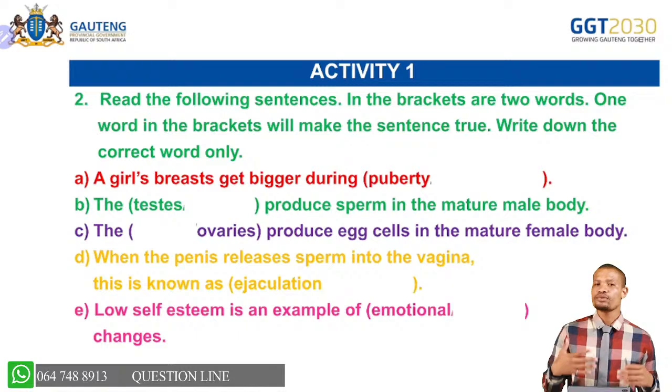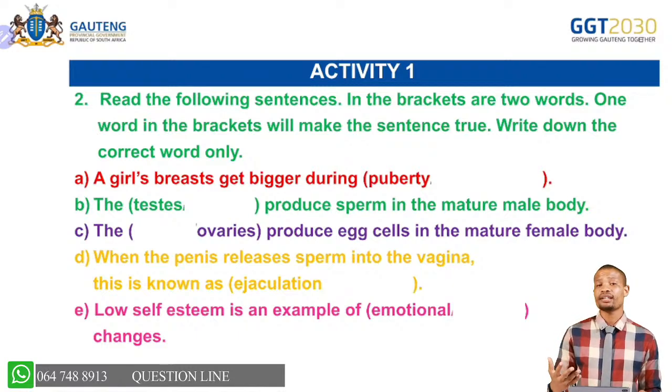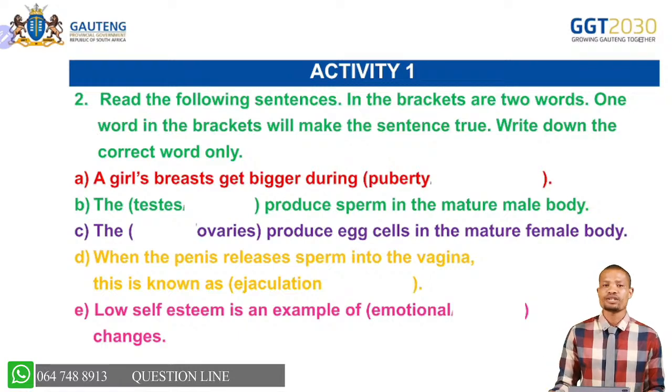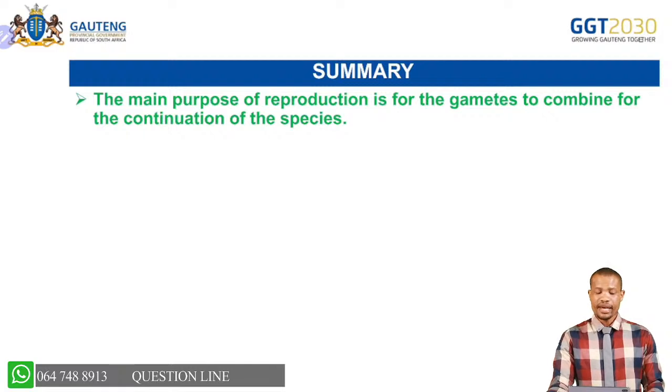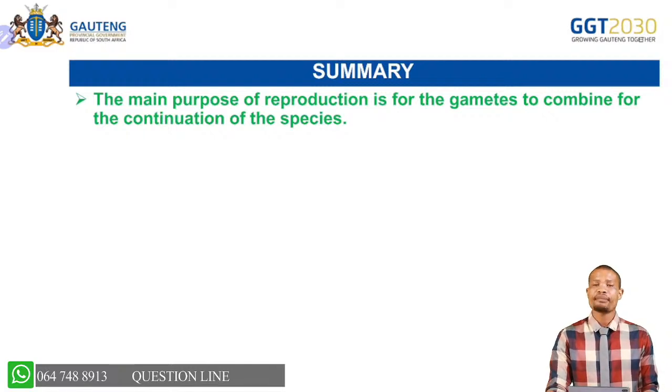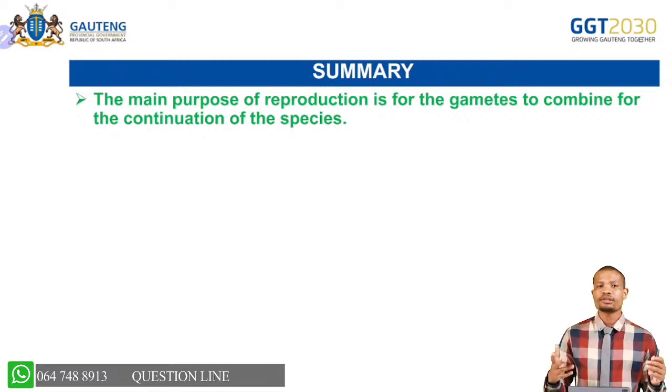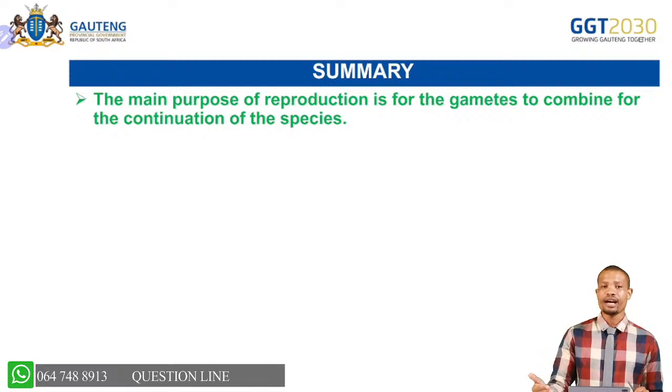So I hope you were able to get these questions correctly and understand why the answers that we chose were the correct ones. They should help you in your tests and your exams. Okay, now let's continue. Now let's summarize our lesson. We said that the main purpose of reproduction is for the gametes to combine for the continuation of the species. Okay, so the reason why people and animals and all living organisms reproduce is because they want to sustain their species.